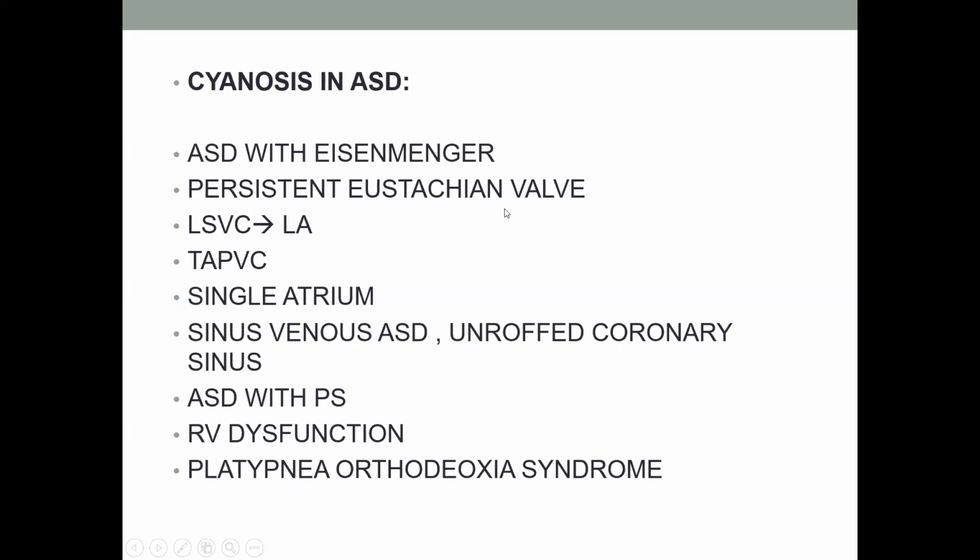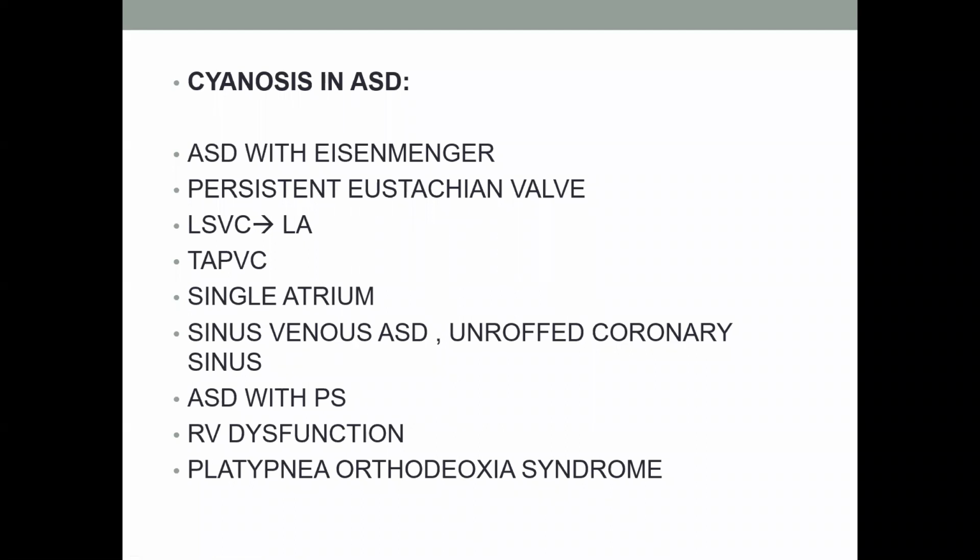Persistent, prominent Eustachian valve, that means the IVC valve is very prominent, can shunt part of the blood to LA and produce cyanosis. LSVC to CS doesn't produce, but LSVC directly to LA, we have reported a case recently, or unroofing of CS can produce. TAPVC, single atrium. Sinus venosus, very interesting. Sinus venosus has a triad.